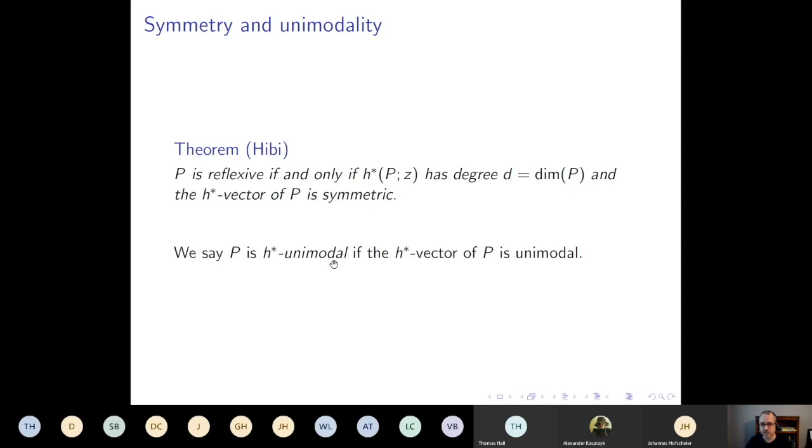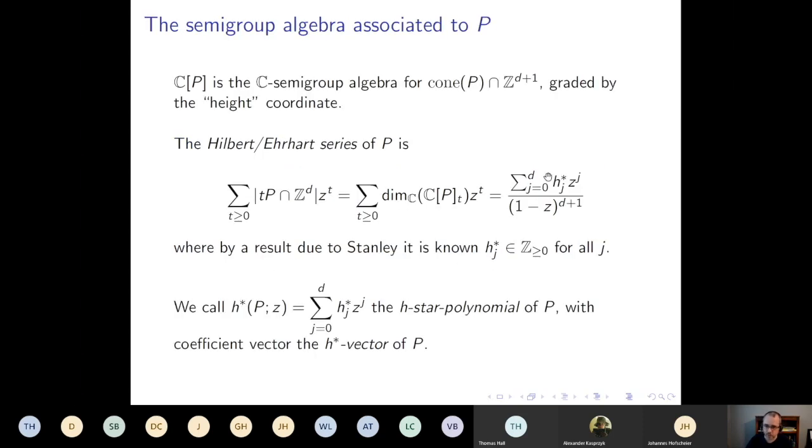And we say that P is H star unimodal if the H star vector of P is unimodal. So again, that means that in this polynomial, the coefficients are always going to start at 1, they rise, and then they fall.